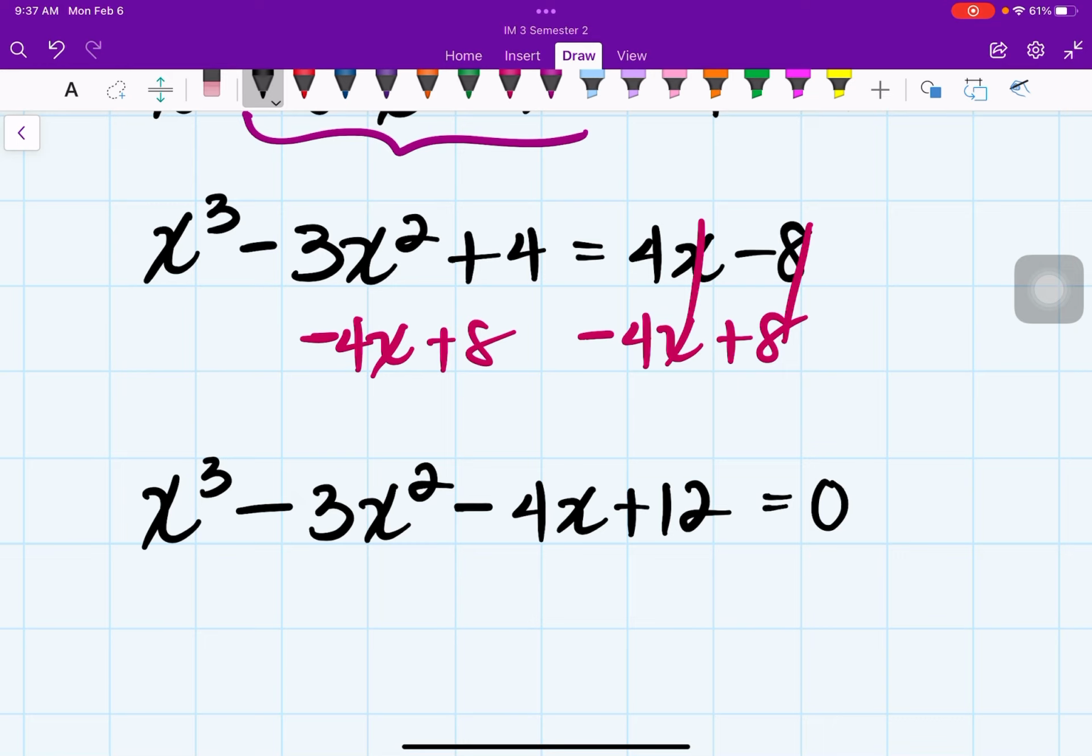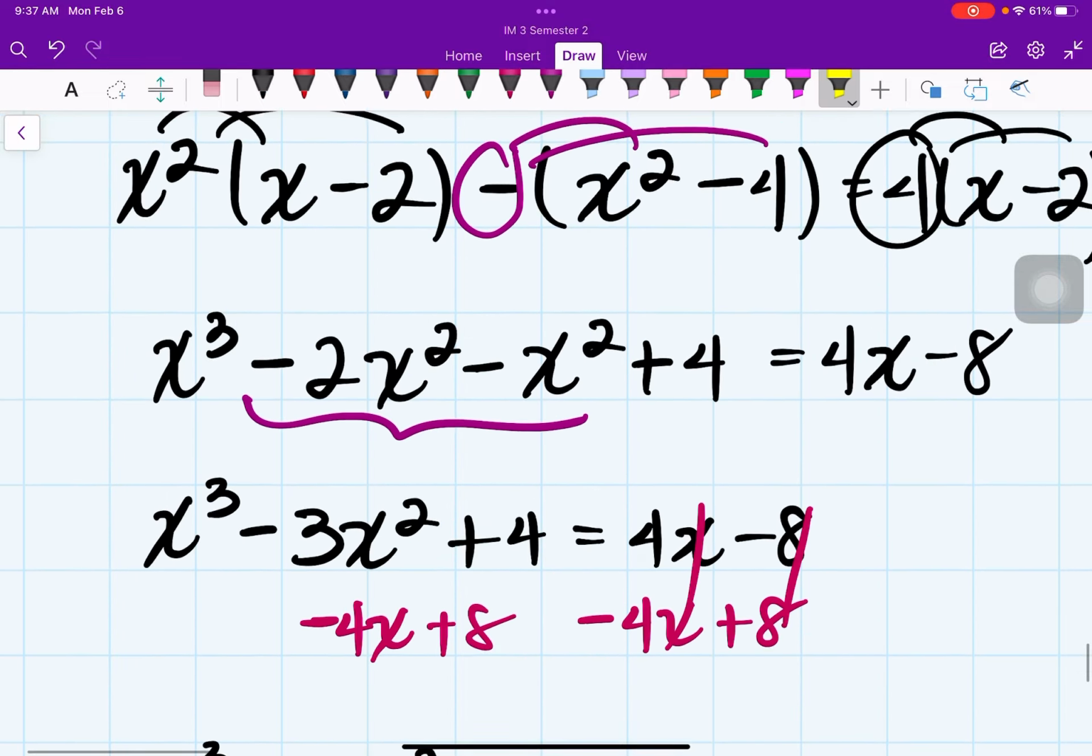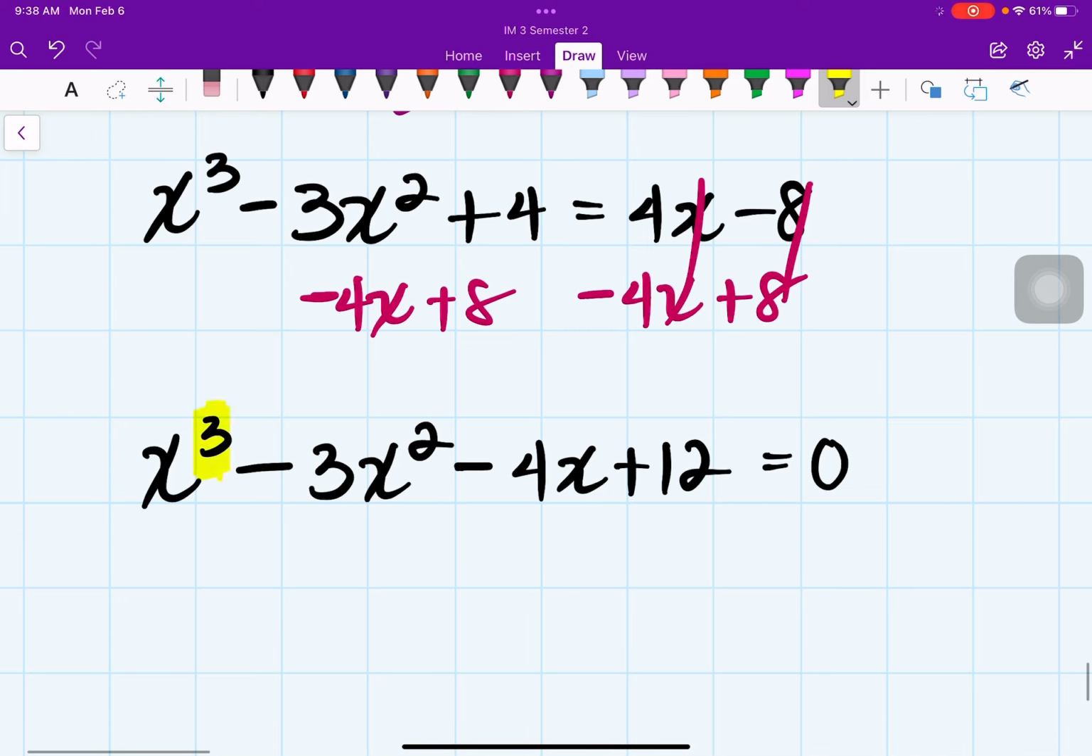Now, on this one here, guys, this one seems a bit different. My highest exponent is a 3, which means I really can't do the diamond method on this one. I can't factor it that way. I actually have to use a different type of factoring.